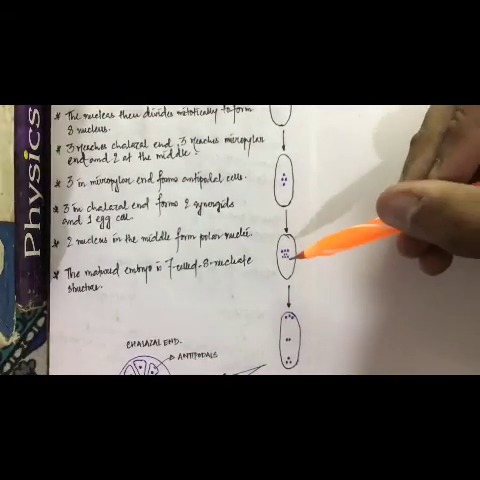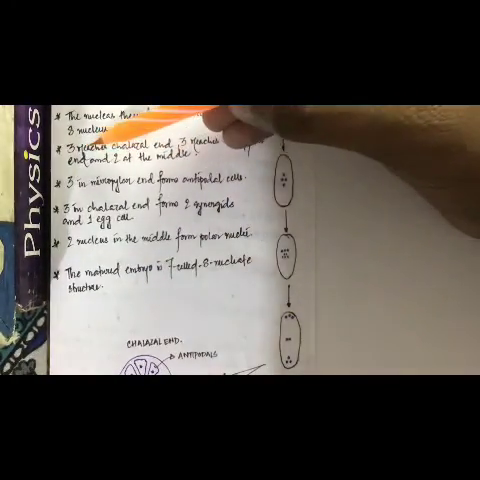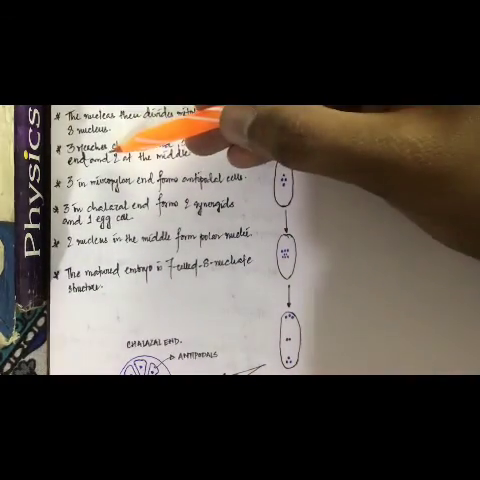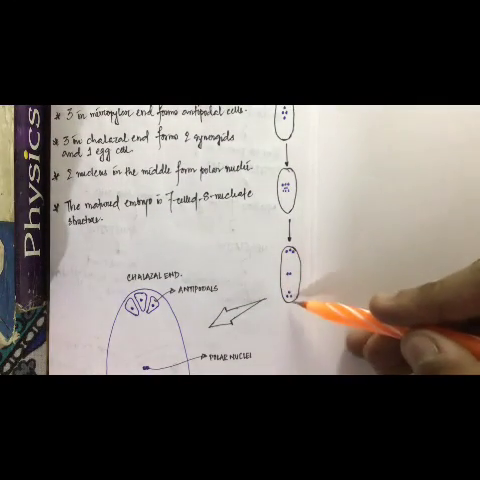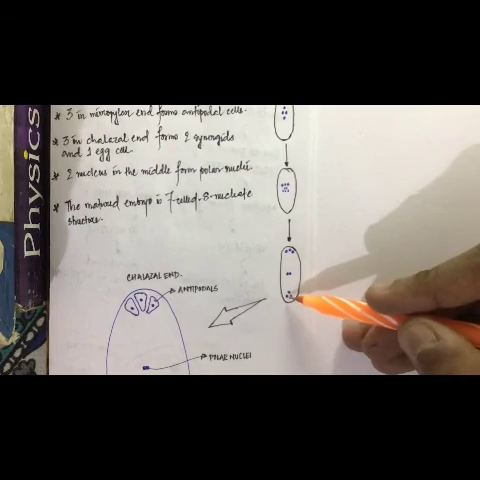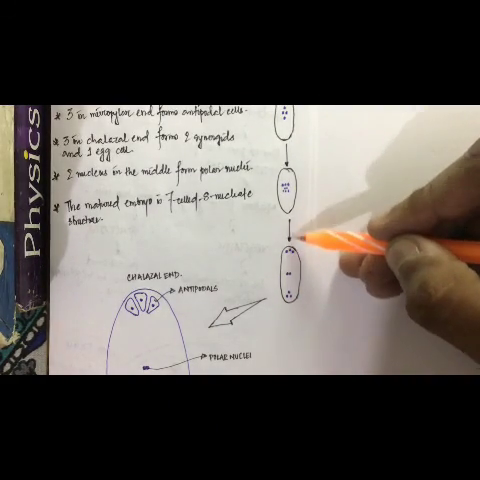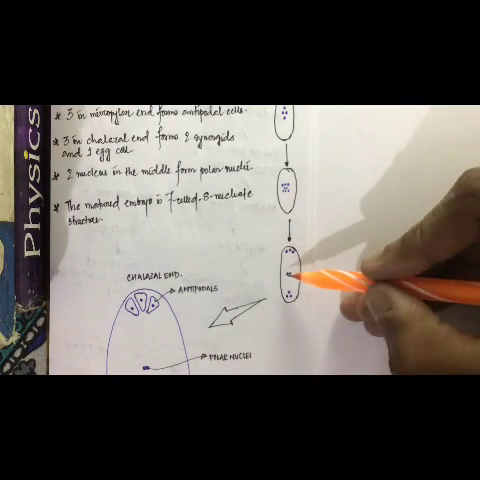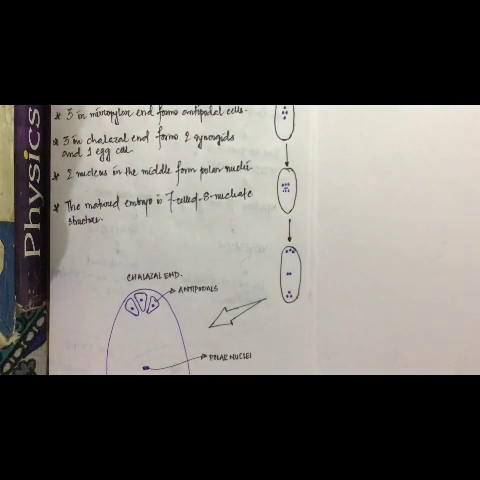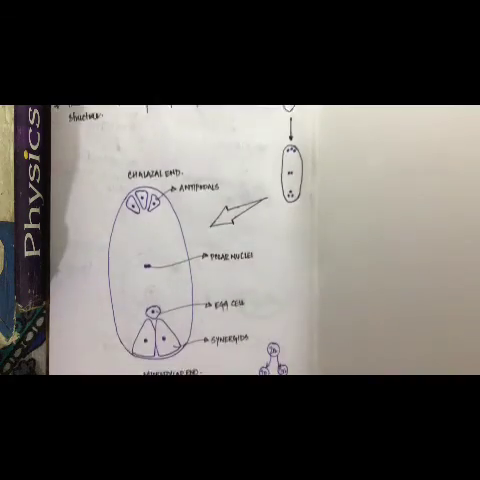After forming these 8 nuclei, what happens? 3 reach the chalazal end. Remember which one is the chalazal end? Opposite to the micropylar end. 3 reach the micropylar end and 2 stay in the middle. You can see this diagram. So 3 come down. This end is called the micropylar end. 3 nuclei go at the top. This is called the chalazal end. And 2 of them stay at the center. After this, cells are formed.